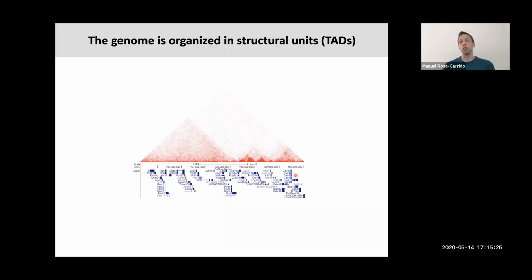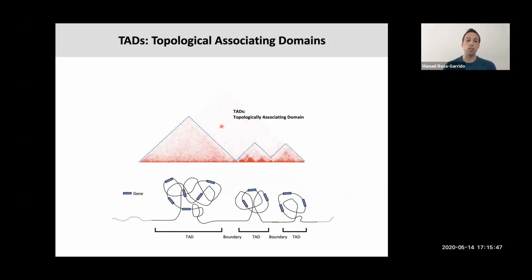So the first thing that you notice when you perform this Hi-C experiment is that the genome is being organized in units called TADs, topologically associating domains, where the interaction frequency within these TADs is much higher than between TADs. So what does this suggest? This suggests that in 3D, the genome is being organized in these globular structures that facilitate the interaction of the genes that are located within the TADs, but don't facilitate the interaction between genes that are located in different TADs.